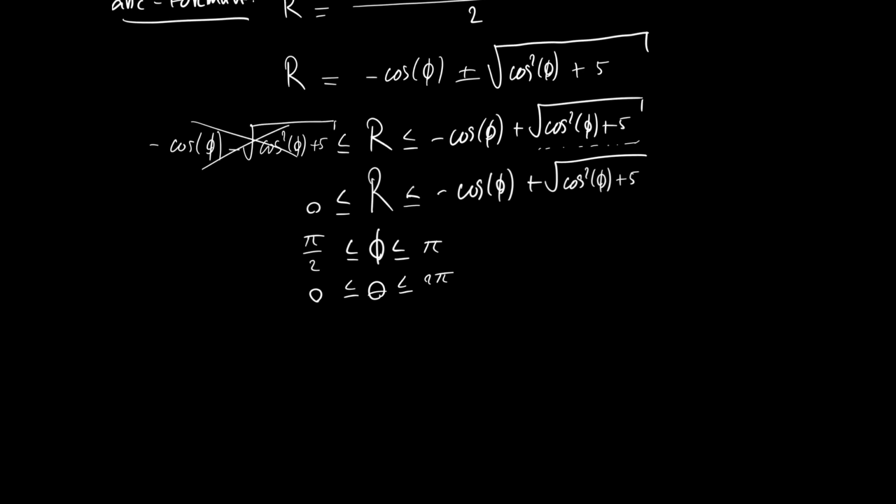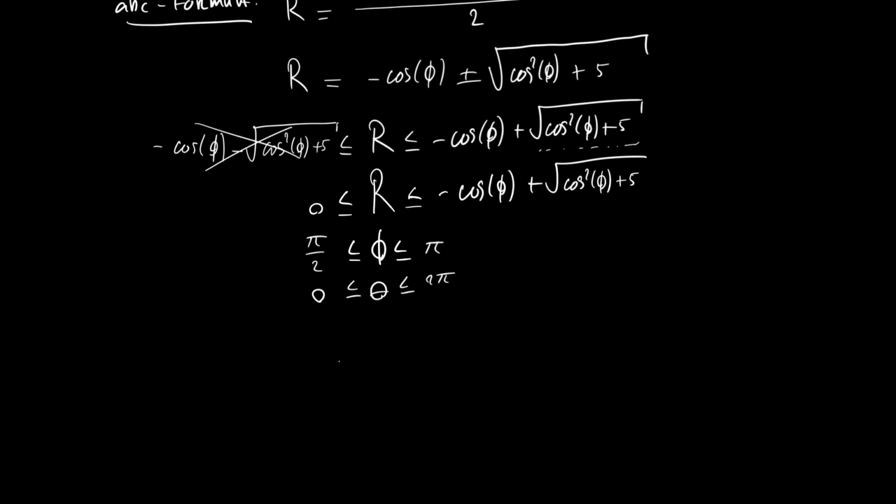So now we can start building our integral. Let's start with the first integral over R. It's going to be from 0 to that long expression, minus cosine phi plus the square root of cosine squared phi plus 5. All right. And then we have the integral over phi, which goes from pi over 2 to pi. And then we have the integral over theta between 0 and 2 pi. Okay, so those are the bounds.